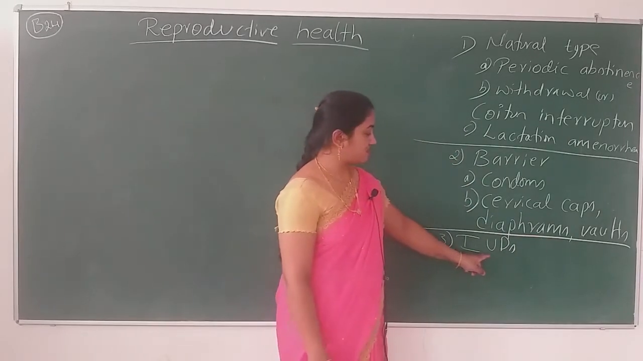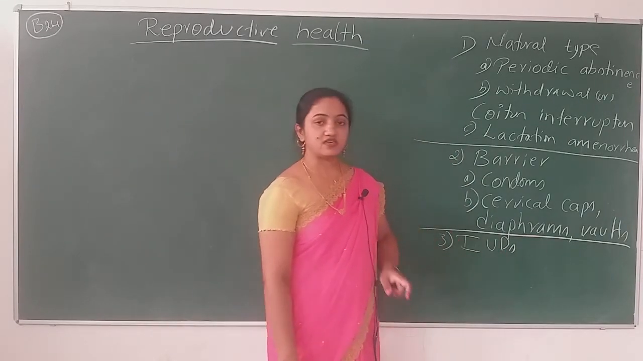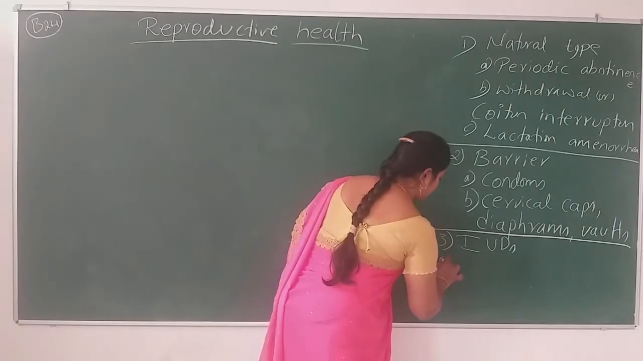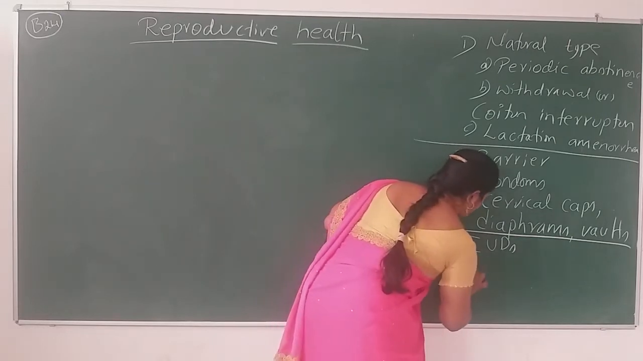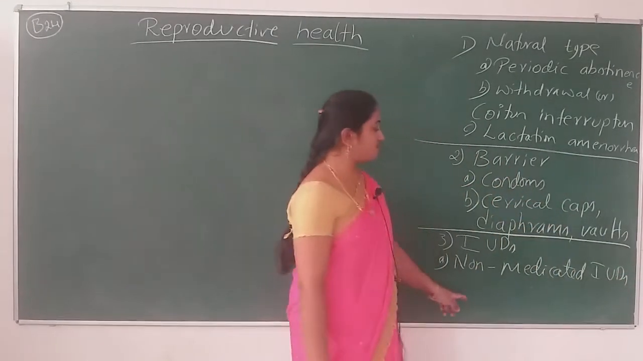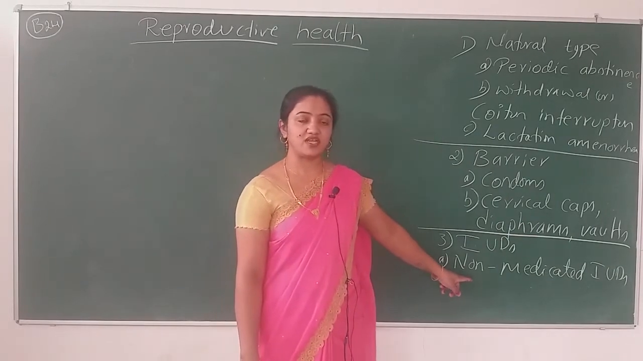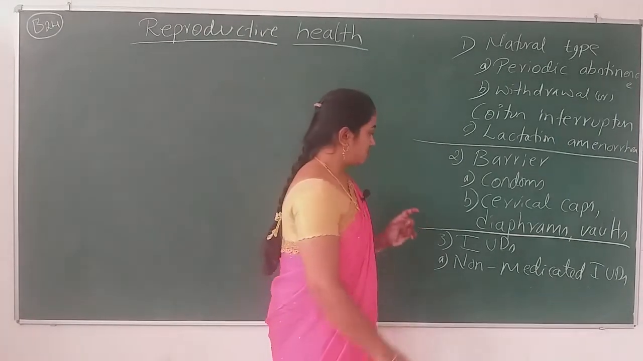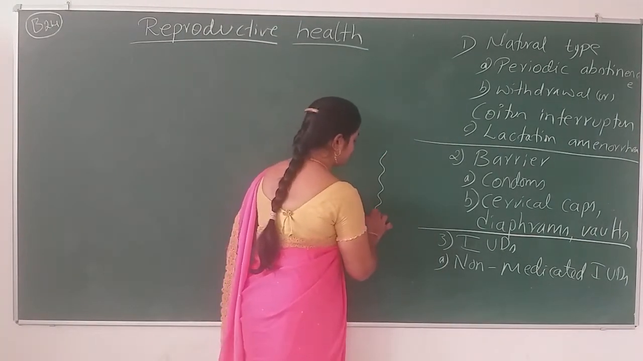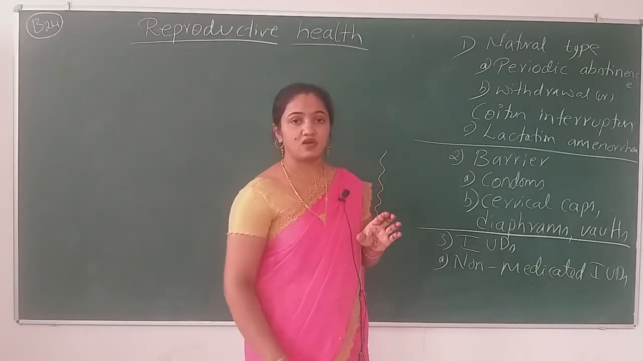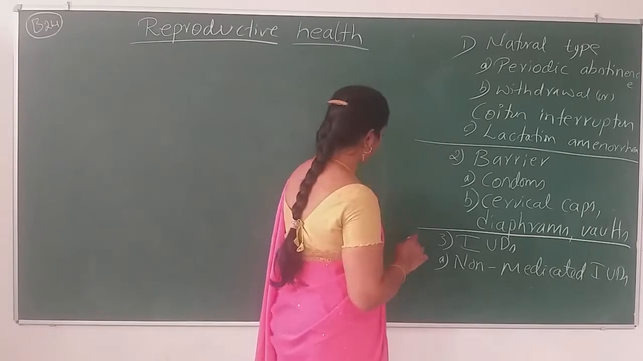The third type of contraceptive is IUDs, intrauterine devices. In intrauterine devices, we saw three types. The first one is non-medicated IUDs. In non-medicated IUDs, I give one example, that is Lippes loop. So the Lippes loop will be like this. If it is inserted inside the uterus, it will prevent the entry of sperm.